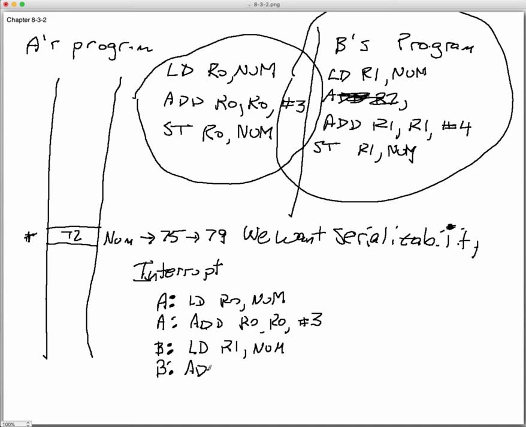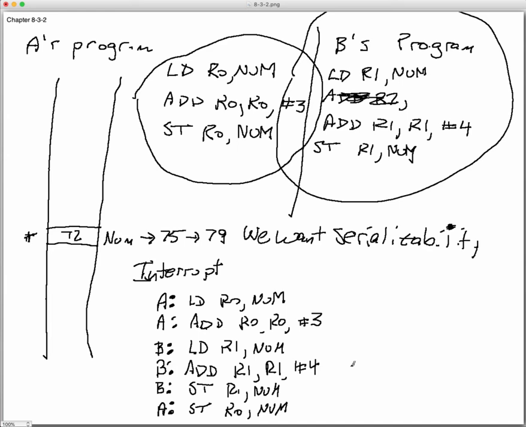And then B is going to do add R1 4, and then maybe B gets to execute the store, so B is now going to do store R1 num. And now the alarm goes off, and we go back to A. And I come back to A, and I do something like this. And A was just about to do this store, and I would do a store R0 num.